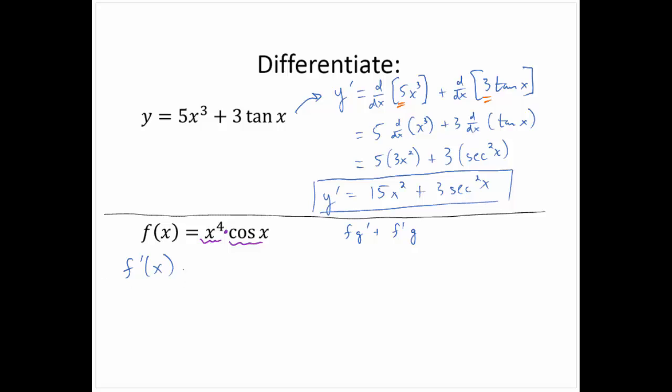So f prime of x: leave the first function alone, x to the 4th, times the derivative of the second function, negative sine x, plus differentiate the first function, 4x cubed, leave the second function alone, cosine x. So I'll write this as negative x to the 4th sine x plus 4x cubed cosine x.